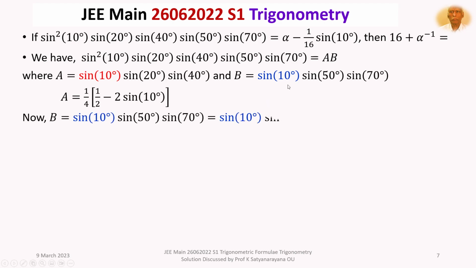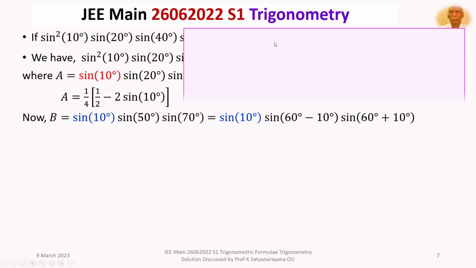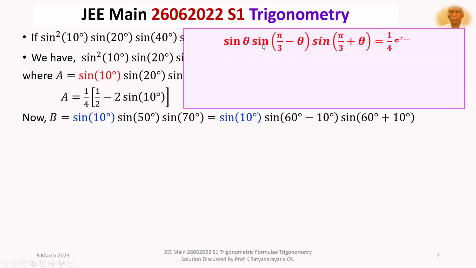B is sine 10 into sine 50 into sine 70. This we write as sine 10 degrees into sine 50, written as sine of 60 minus 10 degrees, into sine of 60 plus 10 degrees. Now we recall a formula that we have studied in our 11th or 12th class: sine theta into sine of pi by 3 minus theta, where pi by 3 is 60 degrees, into sine of pi by 3 plus theta is equal to 1/4 sine 3 theta. This is the result we have studied.